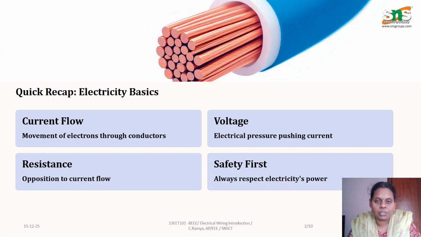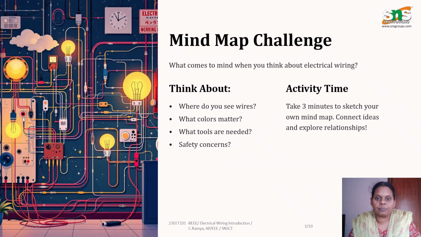So before getting deep into this electrical wiring introduction, we will discuss a quick recap of current, voltage and resistance. We all know that current is the flow of electrons through the conductor, voltage is the electrical pressure that pushes this current, and resistance is nothing but opposition to this current flow. So electrical wiring is not just about the connections, it is about safety first. Electricity is powerful and useful, but it must always be handled with respect.